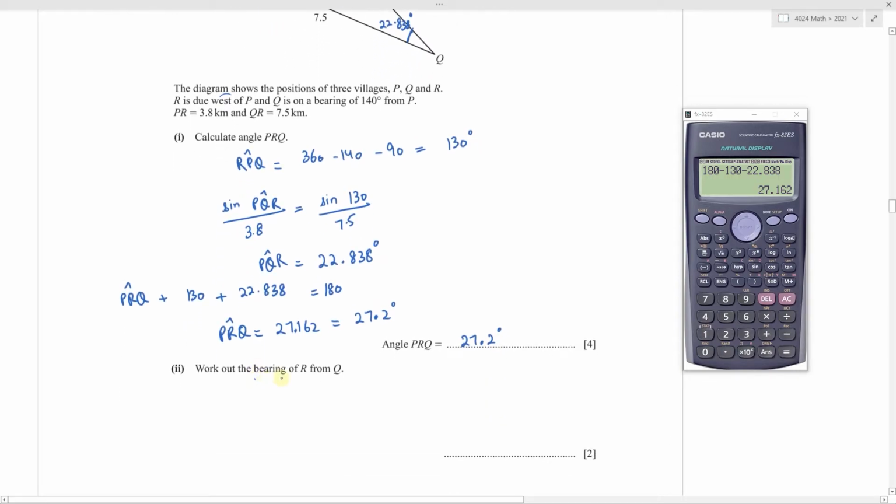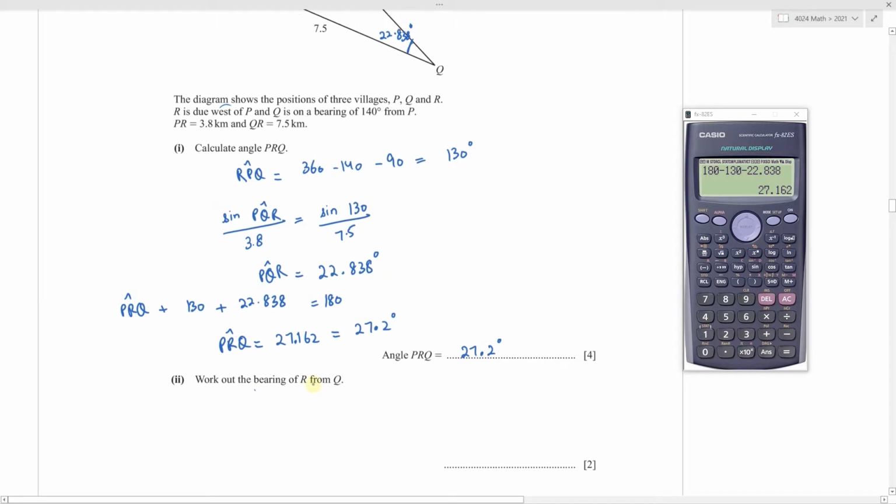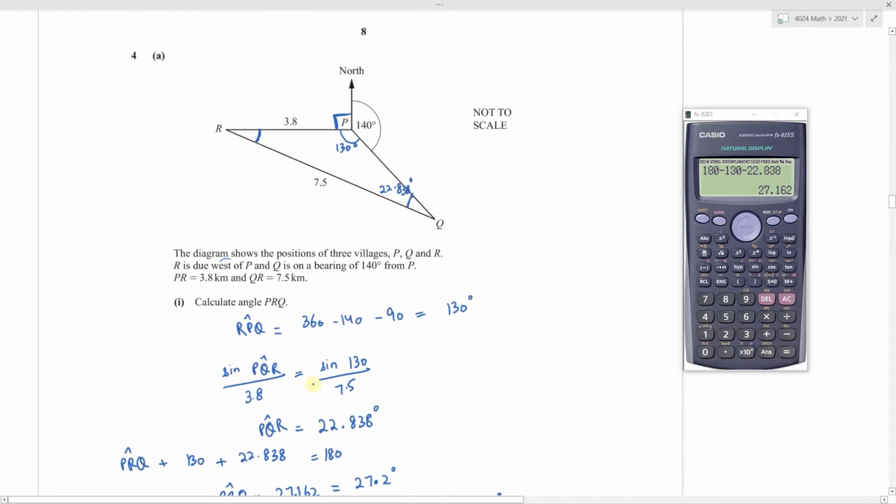Work out the bearing of R from Q. So the bearing of R from Q. If I draw a north line on Q, my bearing of R from Q will be this angle. So I know this is 22.838.